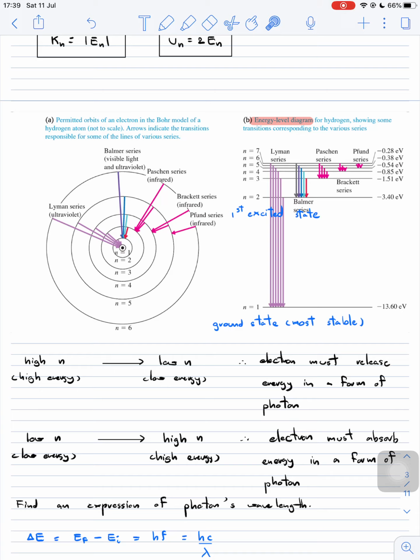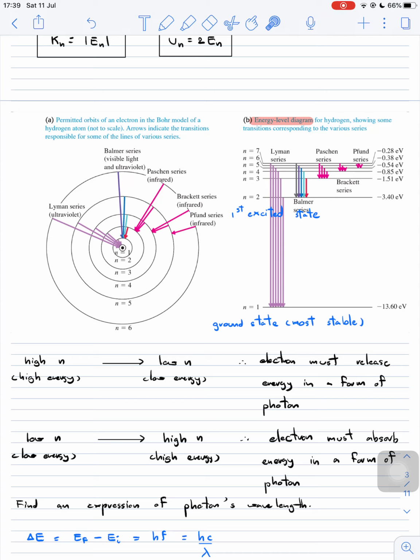Okay, the next thing is the Balmer series. It means that if we have the electron in the state n equal to 3, 4, 5, 6, 7, etc., it will release a photon and then go to n equal to 2. This is called the Balmer series, and the wavelength of the Balmer series here is in the visible light regime. Remember: Balmer series, visible light regime.